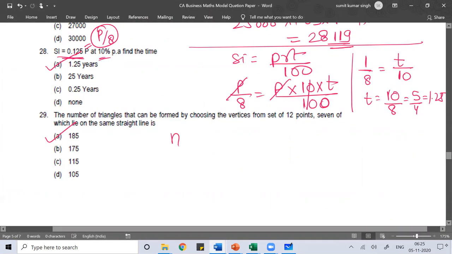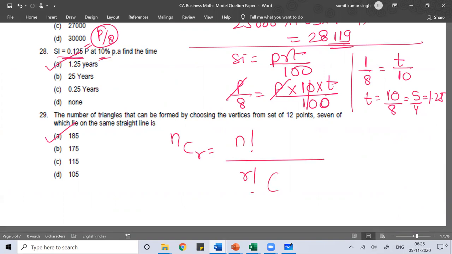I hope you remember nCr. nCr is n factorial divided by r factorial into n minus r factorial. The same logic I used here.